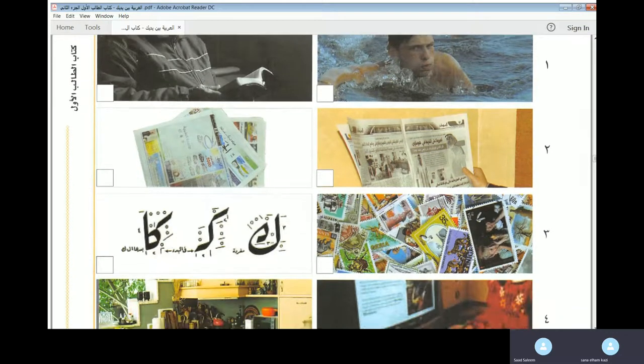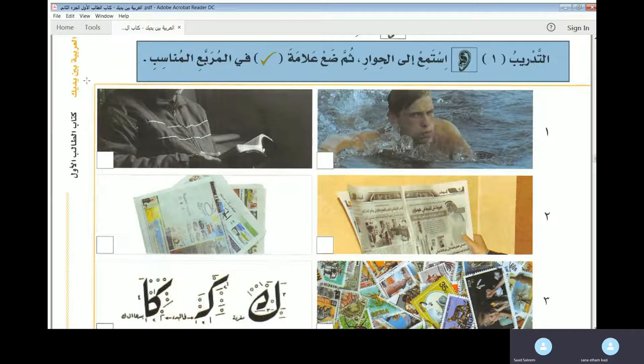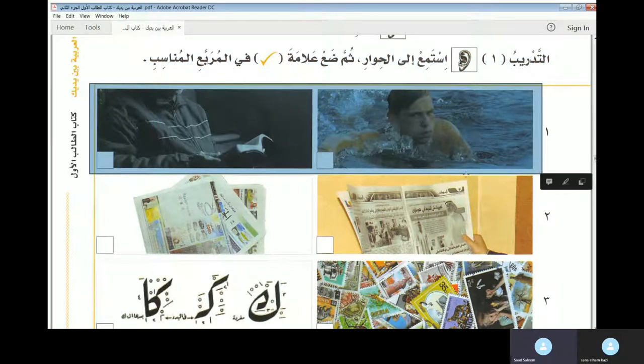Okay, first one is Sibaha. In each group we have two pictures. I will read a dialogue and you will tell me which picture is correct.